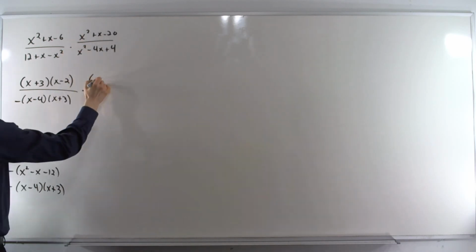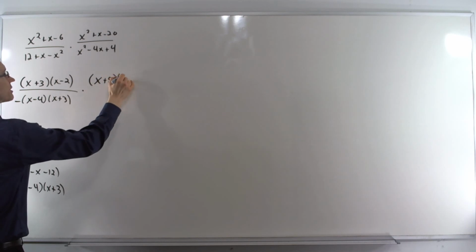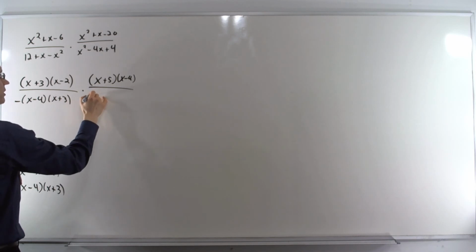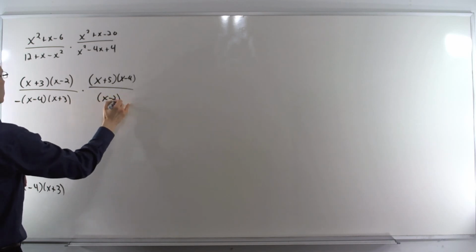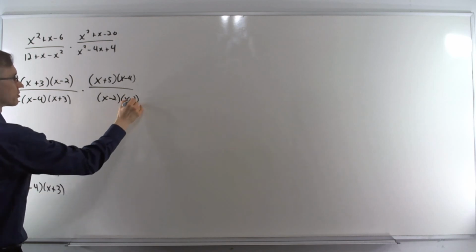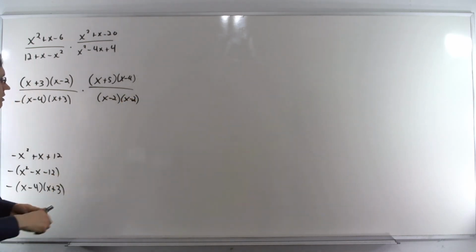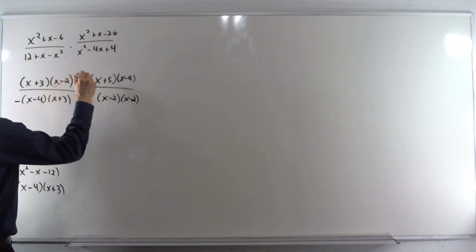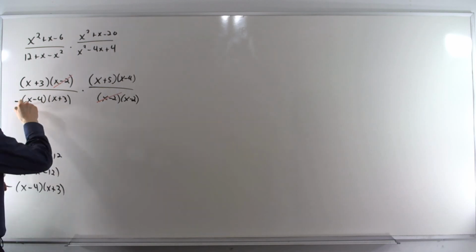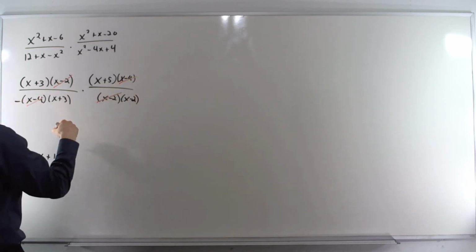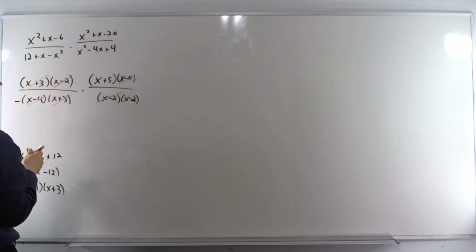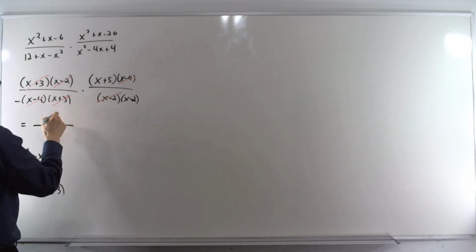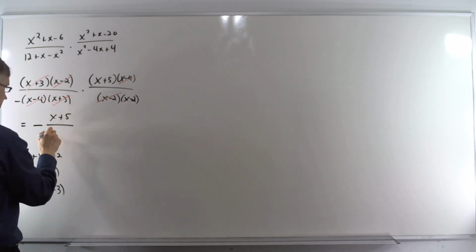Up here, we're going to have x plus 5 times x minus 4. And down here, the perfect square trinomial, x minus 2 squared, or x minus 2 times x minus 2. I usually like to write it as two separate binomials because then it's easier to cancel. So just like that. The x minus 2's cancel, x minus 4's cancel. Let's see here, x plus 3's cancel. So what we're left with, we got a negative sign here, and we got x plus 5 on top, and x minus 2 on the bottom.